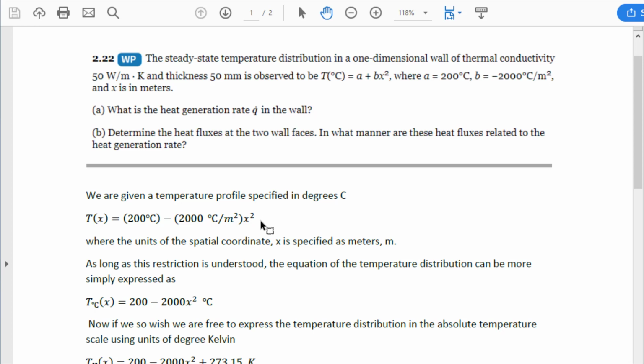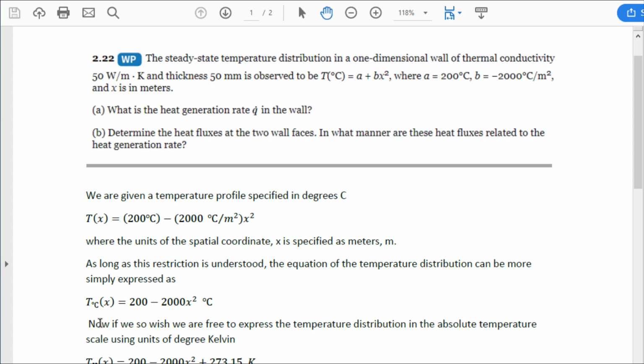If we understand now that as long as we specify the spatial coordinates in meters, the temperature will be given as degrees. So I can just rewrite this with the degrees out on the right-hand side, right? And you notice I have this little subscript here, temperature in degrees C as a function of x.